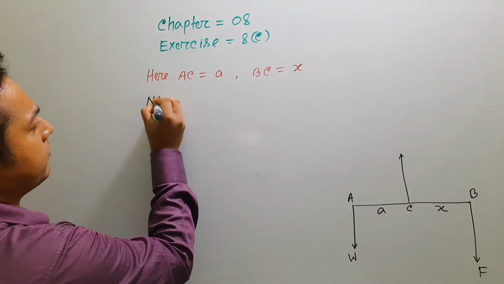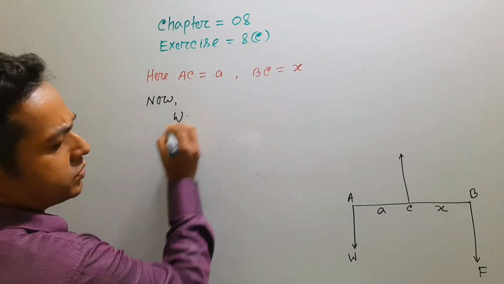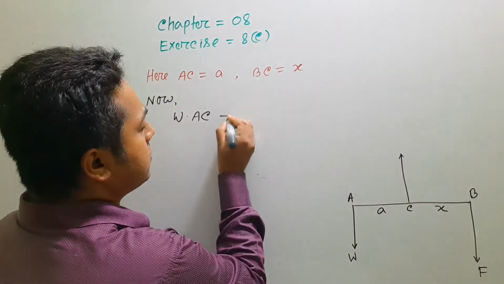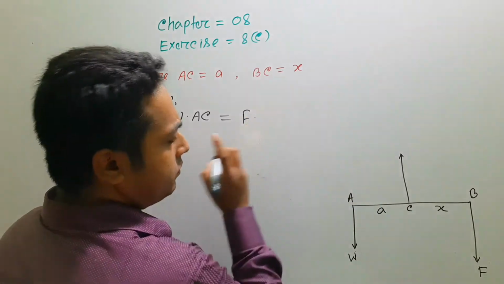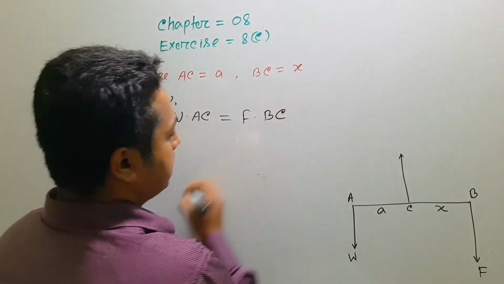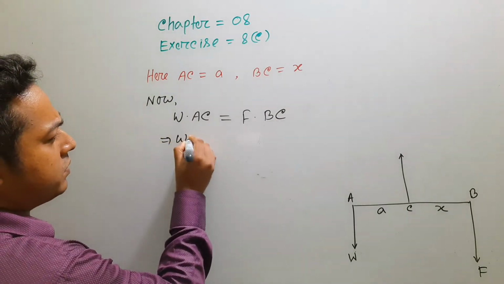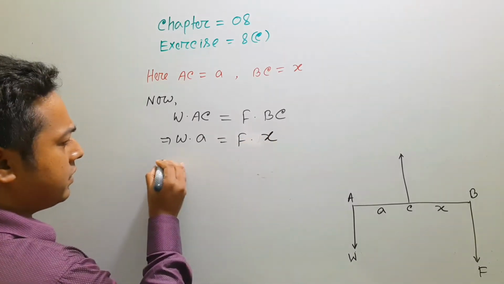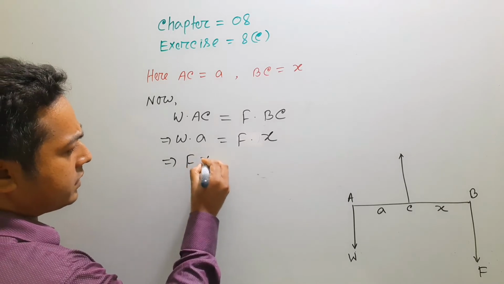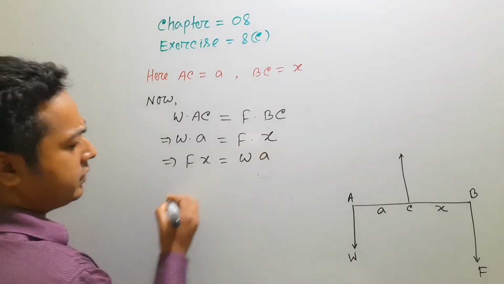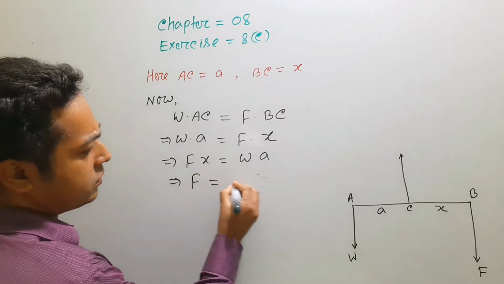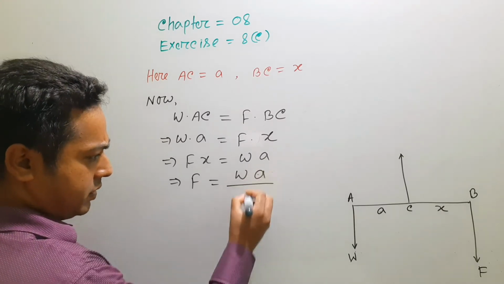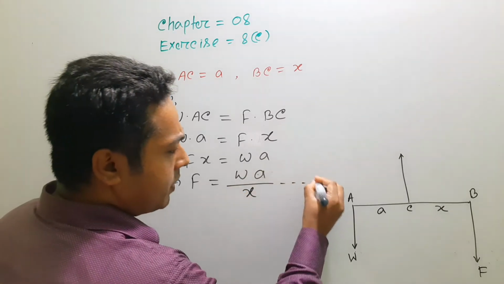Now, W into AC, the moment of the resultant about the point, is equal to F into BC. Here W into AC is equal to A and F into BC is equal to X. Now Fx is equal to WA, and F is equal to WA divided by X. This is equation number 1.